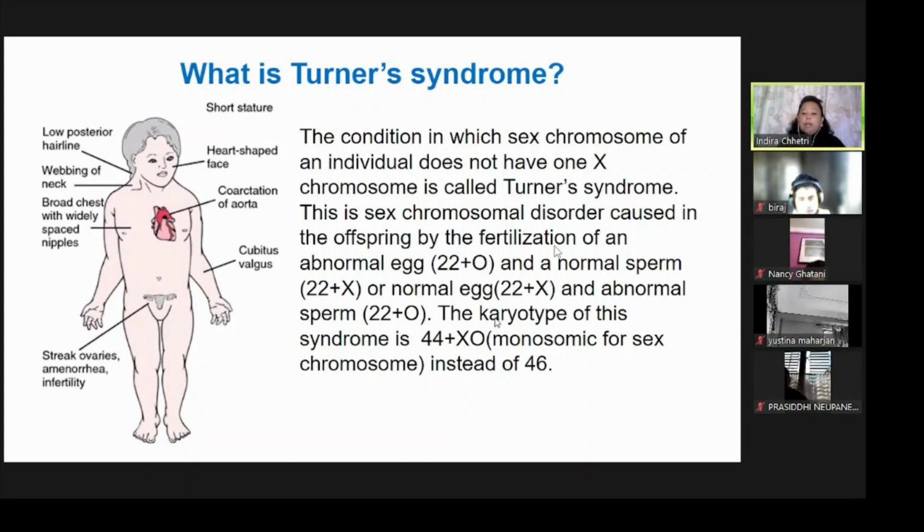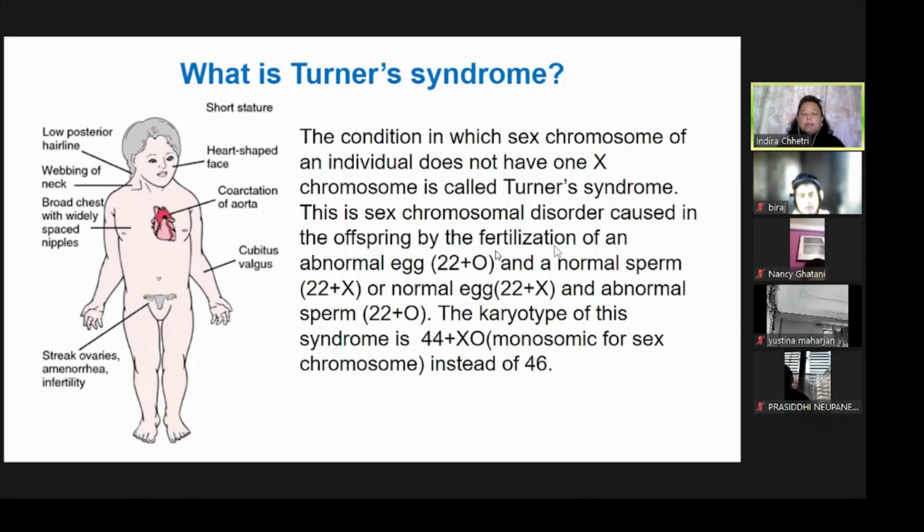And when 1 X chromosome goes missing, what is the combination that takes place? 44 plus XO. There's no other X chromosome. So instead of having 46 chromosomes, this individual has only 45 chromosomes. And this condition is known as Turner syndrome.